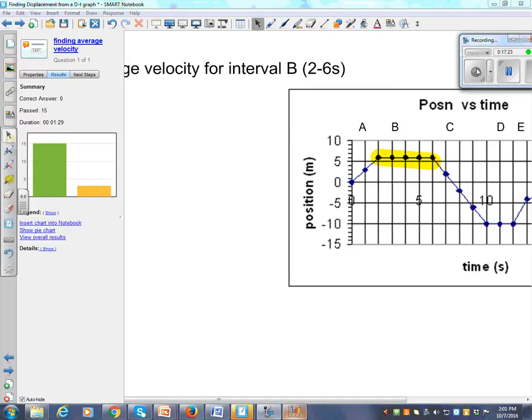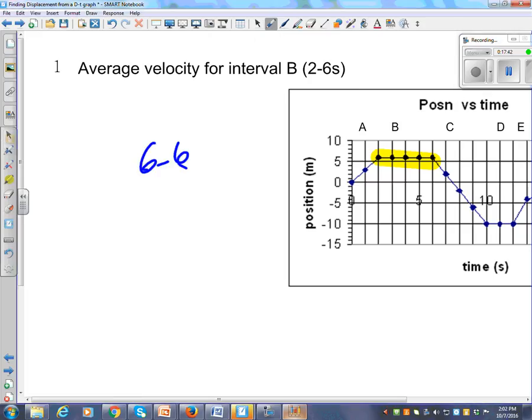Okay, the first one is 0. Do you need to do any math? No. Why not? Because that's 0. We already know flat means stop. What does stop mean? To me, it means 0 meters per second. If you want to do the math, it's 6 minus 6 over 6 minus 2, which is 0 over 4, which is 0.